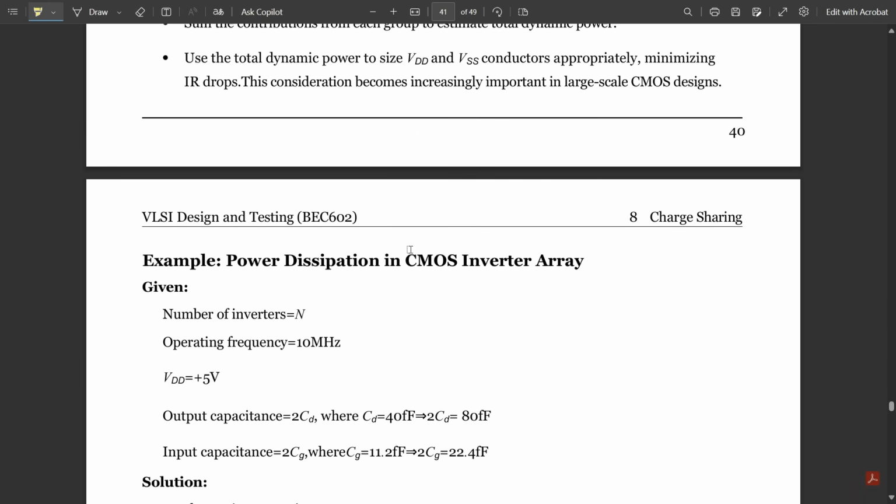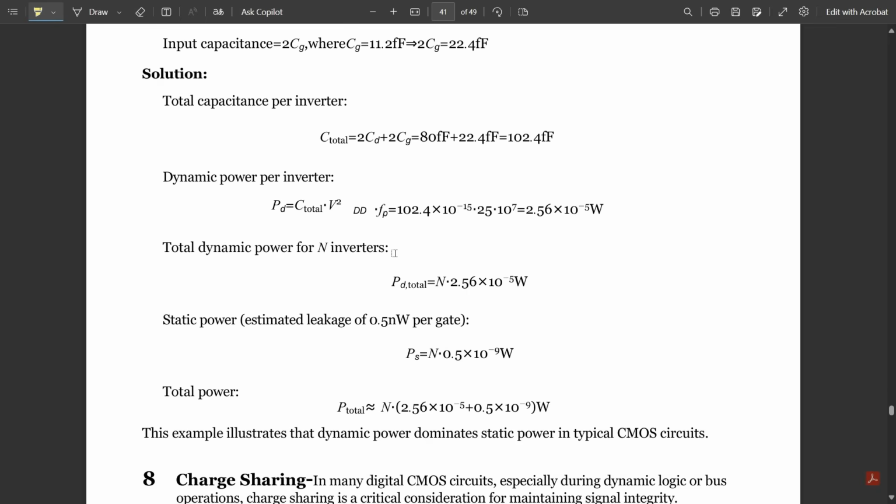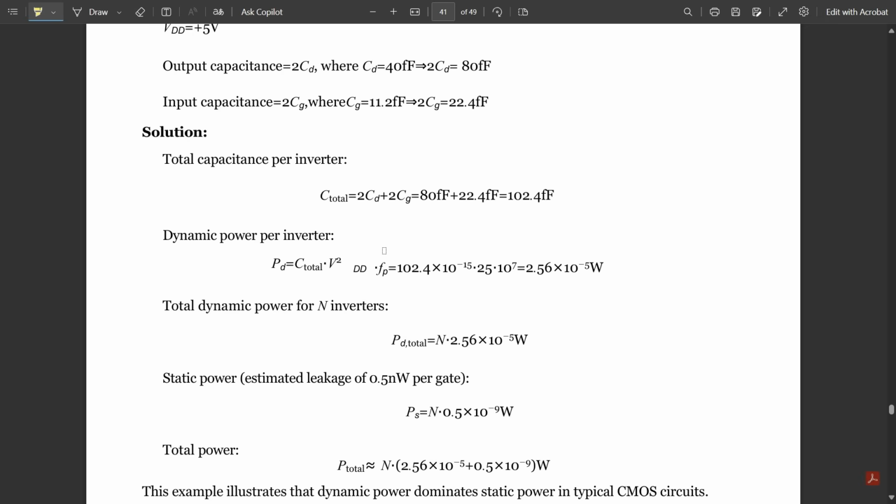These are some of the numericals with respect to the formulas which we have discussed. I'm not going to cover these, so they would be available in the description. Go and see these problems in the notes.